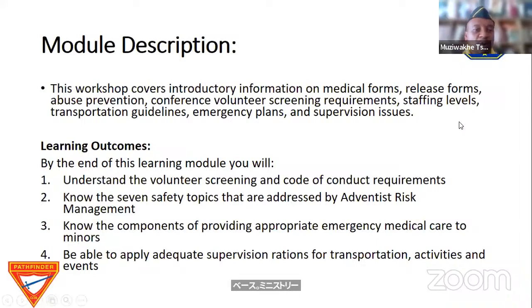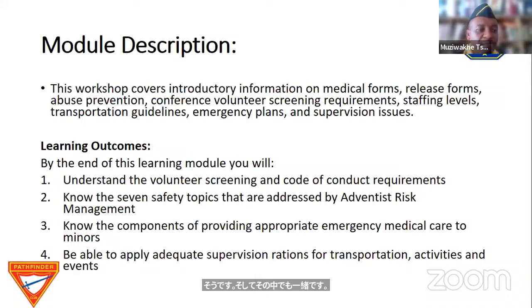Now, this workshop, this talk, will cover introductory information on medical forms. We will also talk about release forms. We will address abuse prevention. We will also talk about conference volunteer screening requirements. We will touch on staffing levels, transportation guidelines, the importance of emergency plans, and supervision issues.